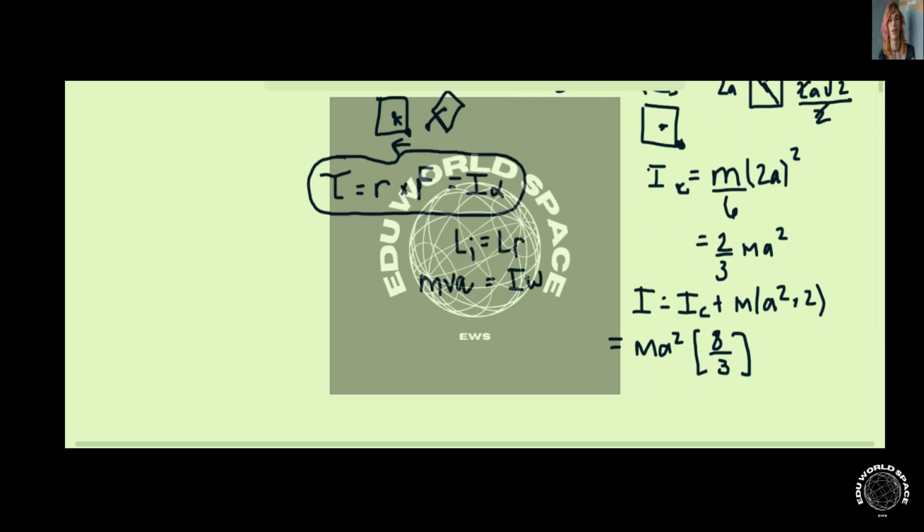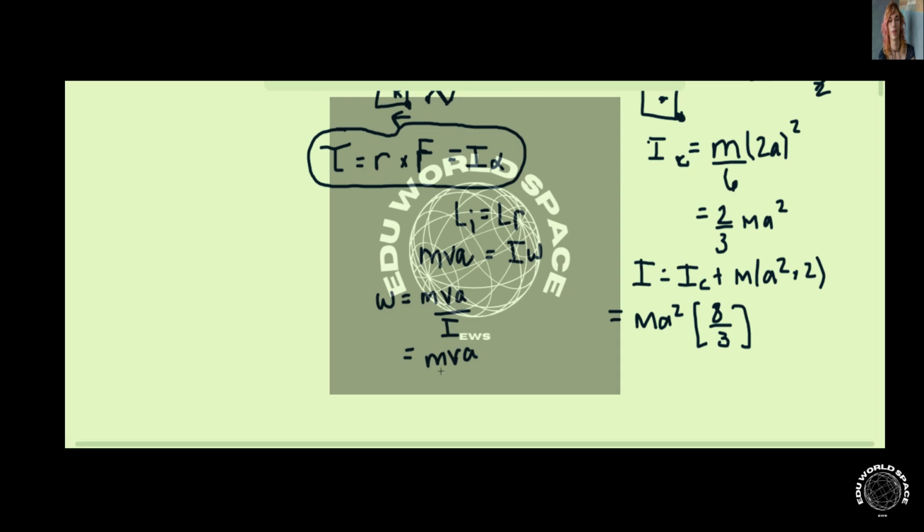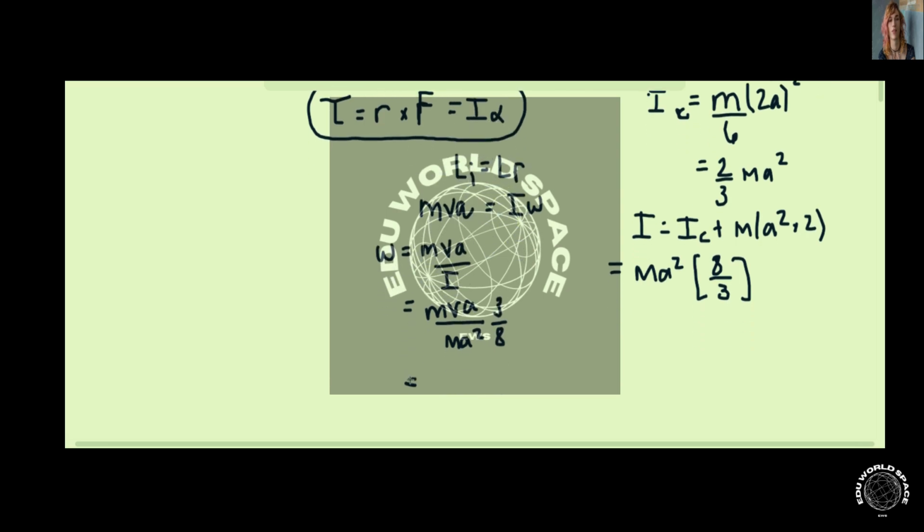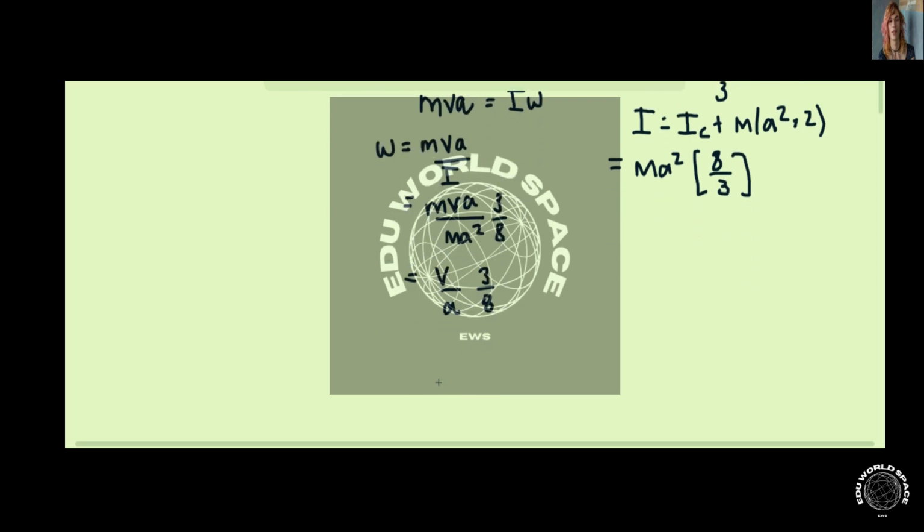Okay. And so now we can get the initial angular speed as a function of the velocity. So we know omega is mva divided by I. So you can do mva divided by our new I, which is ma squared times 8/3, so times 3/8. The m's cancel and a cancels. So you have v over a times 3/8. And now we can use energy conservation.